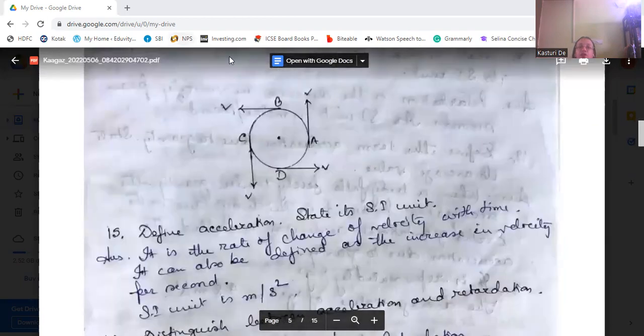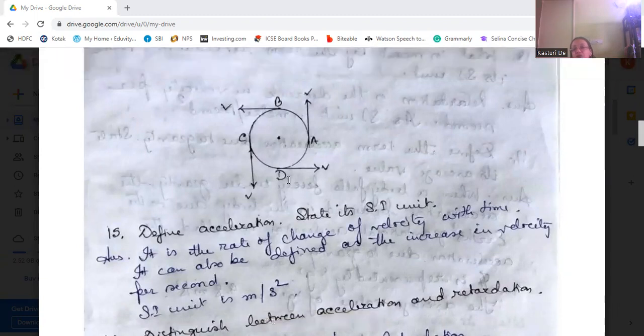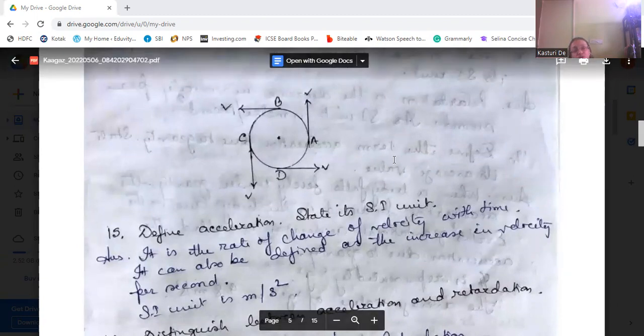Now, see, this is the circular motion. It changes continuously. It's moving from A to B, it changes its direction. Then from B to C, it again changes its direction. From C to D, it also again changes its direction.